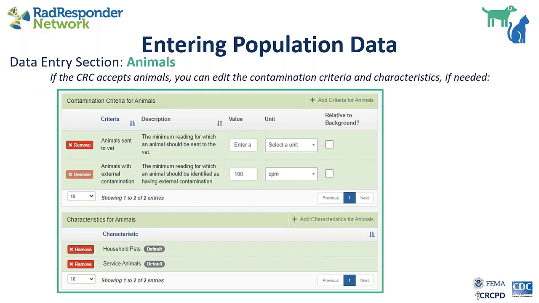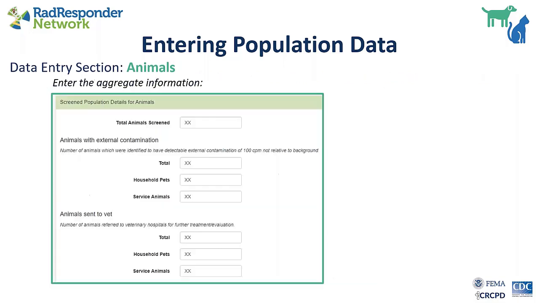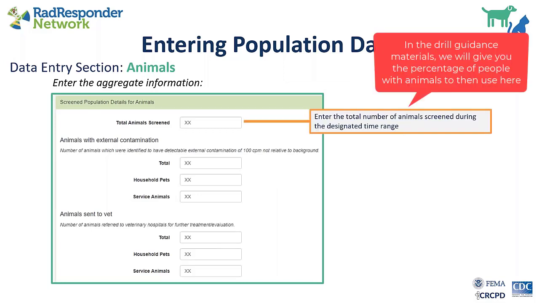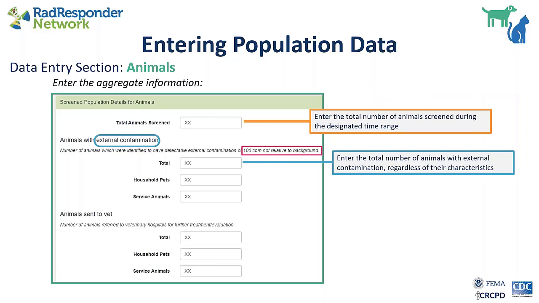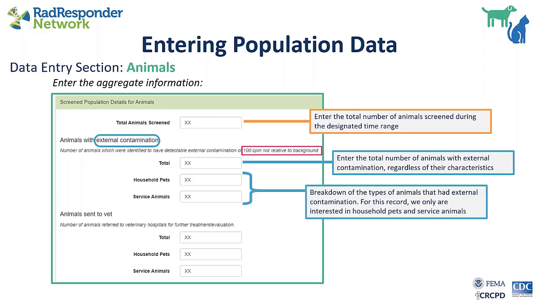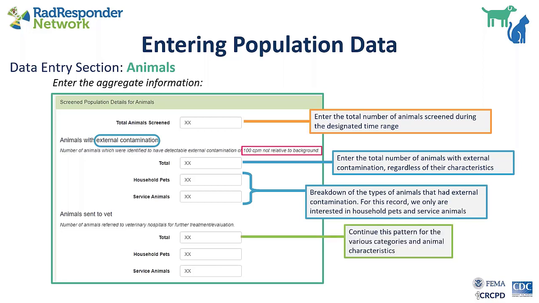The same is going to work for animals and vehicles. You'll be presented with the contamination criteria and the ability to edit it if you would like, and same with the characteristics. You'll then enter the aggregate information, so the total number of animals screened. The next section is external contamination, so animals with a detectable external contamination of 100 CPM not relative to background. So you have that in the description, and then you'll enter the total, the number of household pets and service animals, and you'll continue that pattern.